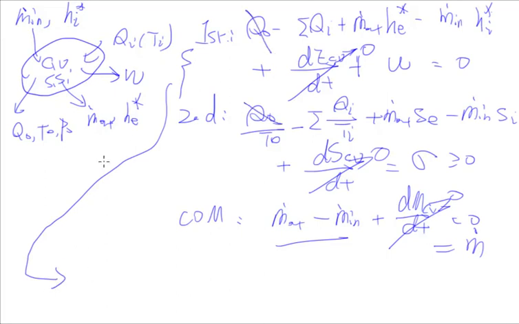we'll get similar equations as we did in control mass, but we have an additional term due to the mass transfer. So let me write it down, and it should be W equals sigma Qi.